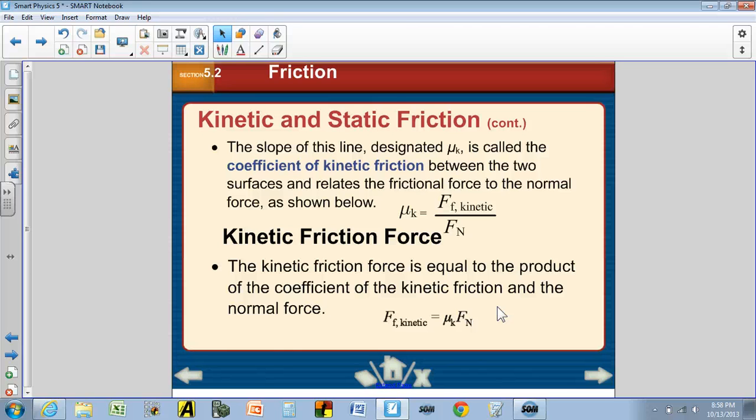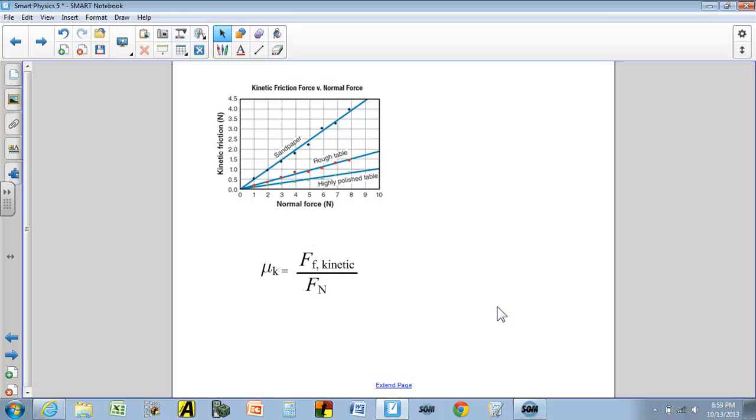Anyways, it doesn't matter. We're going to call it the coefficient of kinetic friction between the two surfaces, and it relates to the normal force. And so if you look at the chart, you'll notice kinetic friction up the side, normal force across the bottom, rise over run. Rise is kinetic friction, run is normal force, gives you the coefficient of friction.